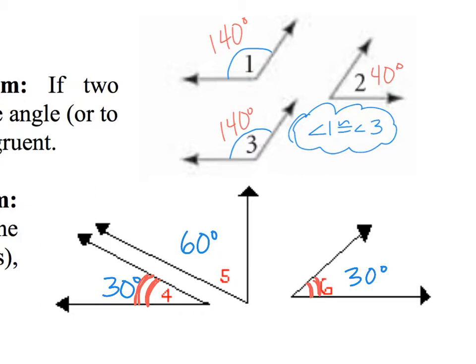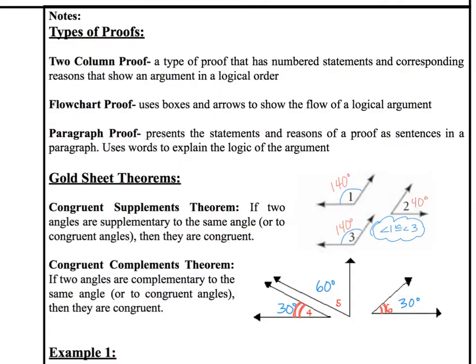Now most of the time you will not actually have the angle measures, you'll just be told 4 is complementary to 5, 6 is complementary to 5, so then you would conclude 4 is congruent to 6. Angle 4 is congruent to angle 6.